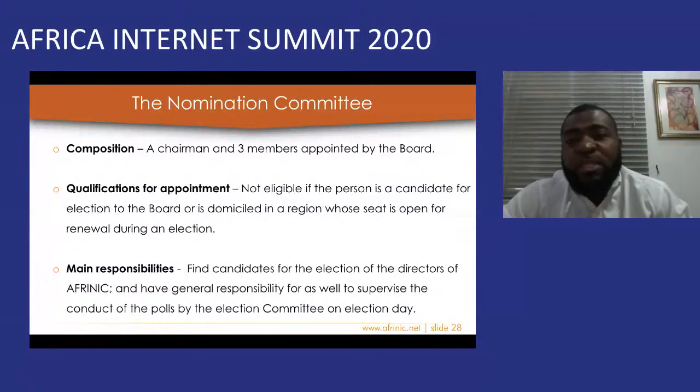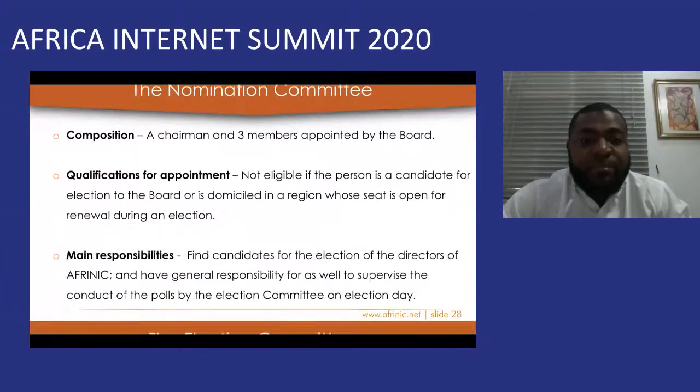So the nomination committee is appointed by the board. It's very important. If you want to be part of this committee, when the call is open, you are free to apply, and the nominees will be sent to the community. This is very important for the election process at AFRINIC level.